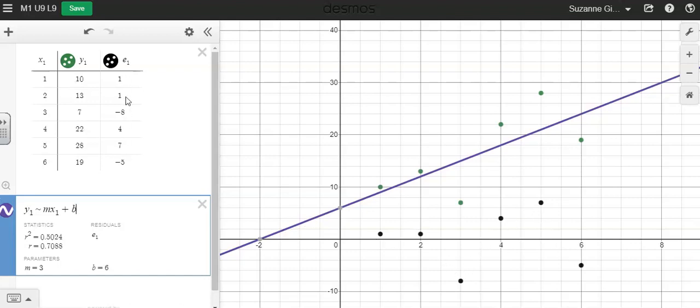It also tells me how far away my data value is from the line. So this (1, 10) was 1 unit above the line. The (3, 7) was 8 units below the line. So positive values mean that those are my points that are above the line, and negative values mean that those are the points below the line. So now I have 2 different ways that I can assess the fit of my line. I can look at the residual plot, and I can look at the correlation coefficient.